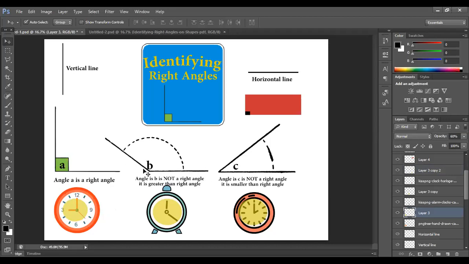So angle B is greater than a right angle. When you find two lines far away from each other, it's not a right angle, it's greater than a right angle. What about angle C? Angle C is also not a right angle. Why? Because the two lines are closer to each other, so angle C is smaller than a right angle. Let's watch a video together.